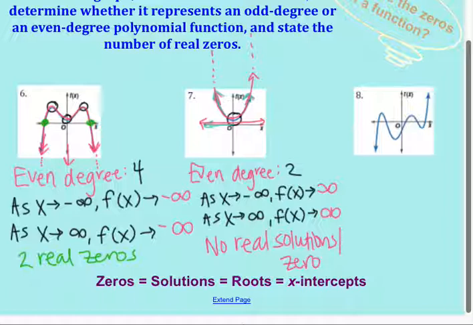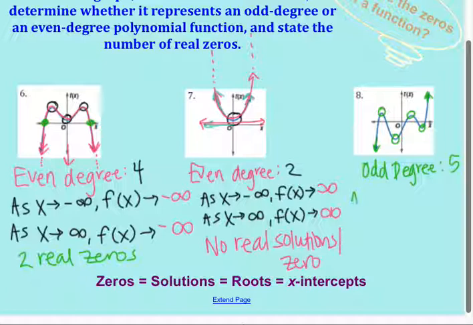And lastly, example 8. So first of all, I have to decide if it is even or odd. Well, I have one end going down and the other end going up. Since they're going in opposite directions, I know it's an odd degree. And then I need to figure out what degree it is. So how many changes in direction plus 1 is there? So there's 1 change, 2, 3, 4. So this is a 5th degree polynomial.